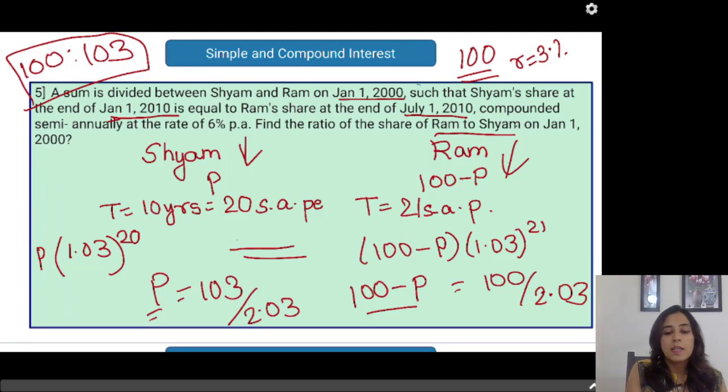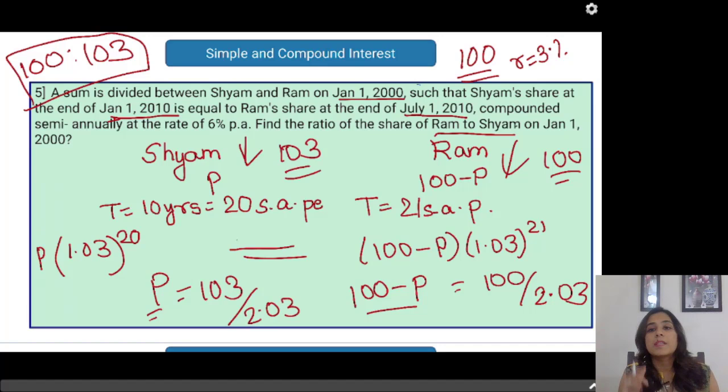So clearly, if you consider Ram's amount to be 100, then Sham's amount has to be higher than 100, because he is achieving what Ram is achieving in 21 periods. Sham is able to achieve that in 20 periods itself. So Sham is going to have the higher amount. So Sham's amount comes out as 103 rupees, because the 3% is the semi-annual rate of interest which you need to add to Ram's amount.